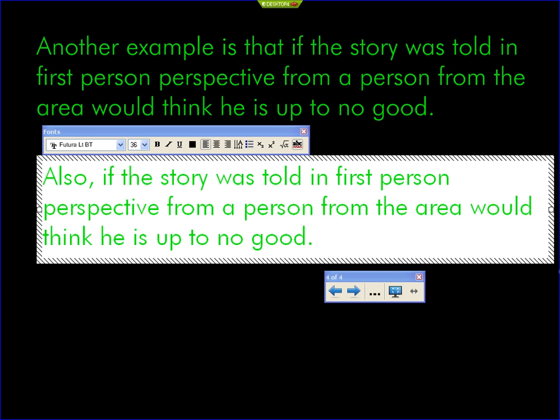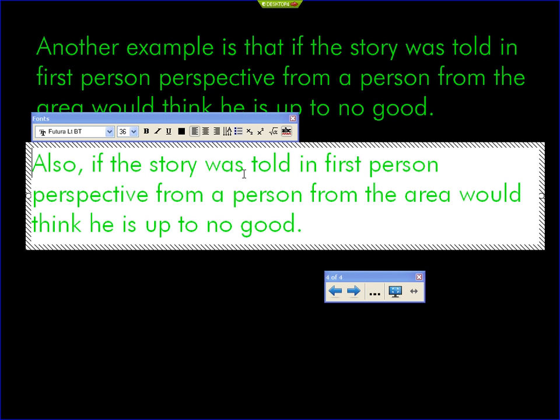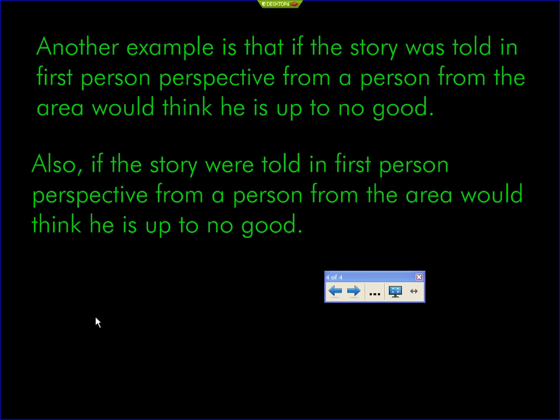Also, if the story was told in first-person perspective from a person from the area, would think he is up to no good. There's, like I said, some confusion down the line in the sentence, but now it starts off very clearly. By the way, technically, this is the subjunctive. That should be were. Good. Come on, change it. It's driving me nuts. Were. Space. Thank you. Are you like a nitpicker? If you hear fingernails on a chalkboard, do you react? Yeah. Okay, that's how I react to those mistakes.